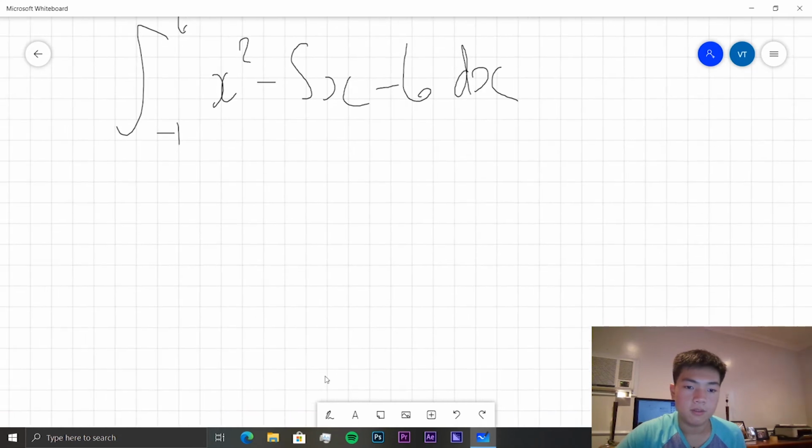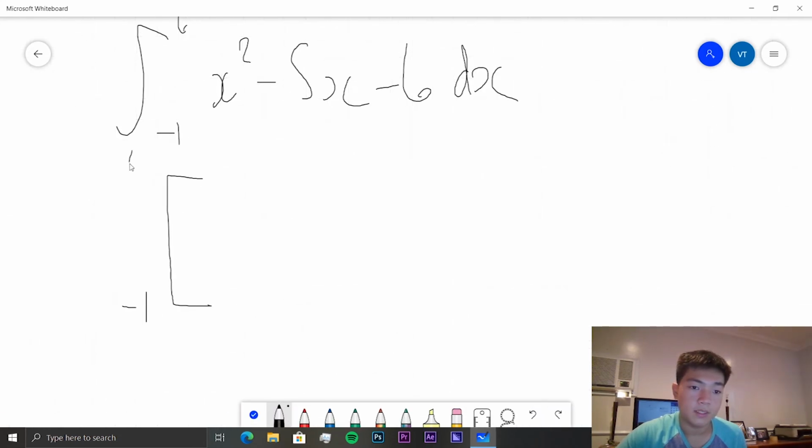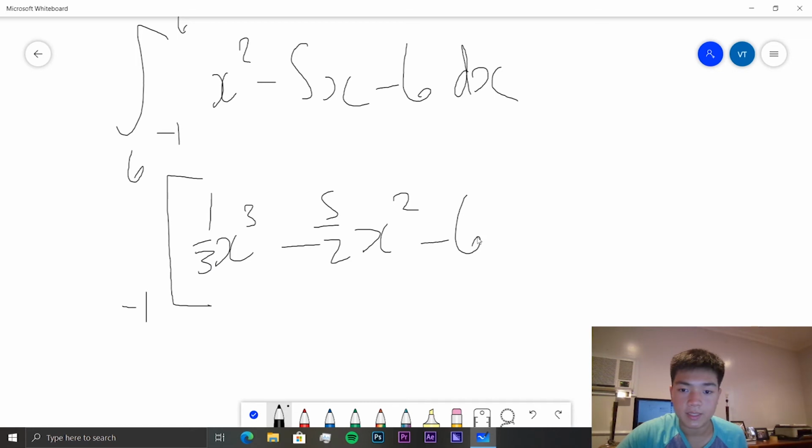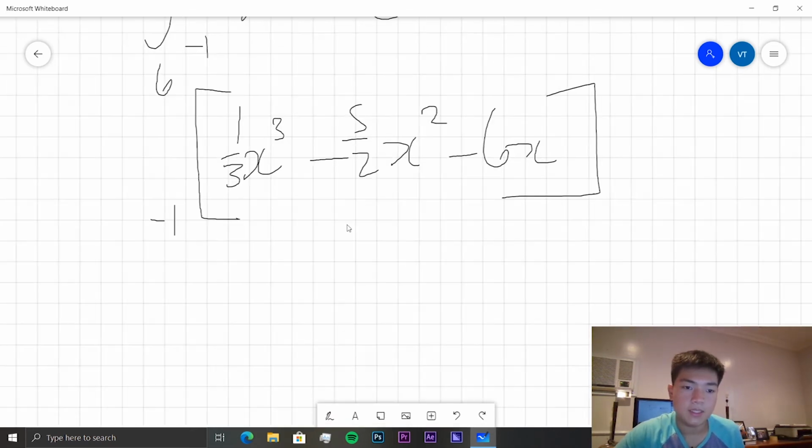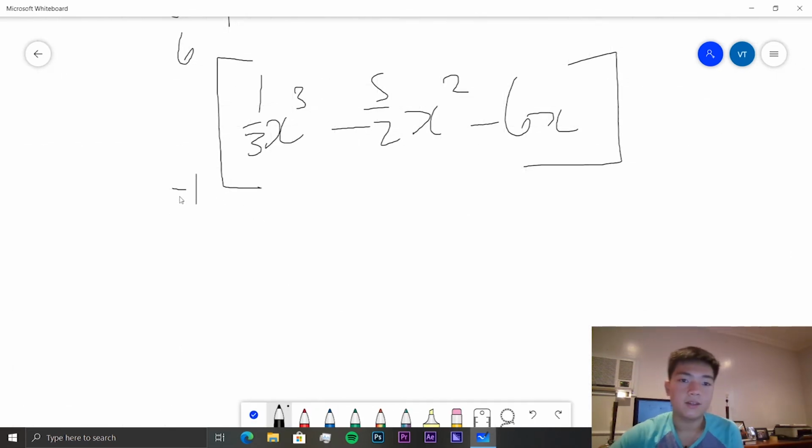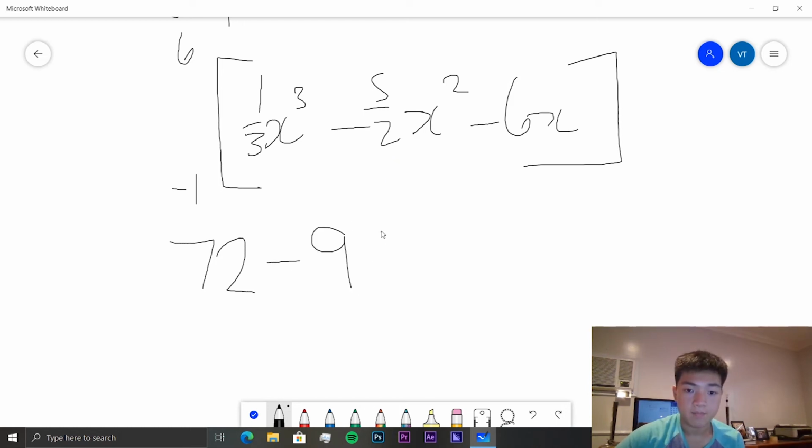So this is equal to the integral from negative 1 to 6 of 1/3 x cubed minus 5 over 2 x squared minus 6x. And we can eliminate plus c, so now we have 1/3 times x cubed, so that would be 36 times 2, 72, minus 5/2 x squared, so this is 5 over 2 times 36, 5 times 18 is 90, minus 6 times 6, so minus 36, minus 1.